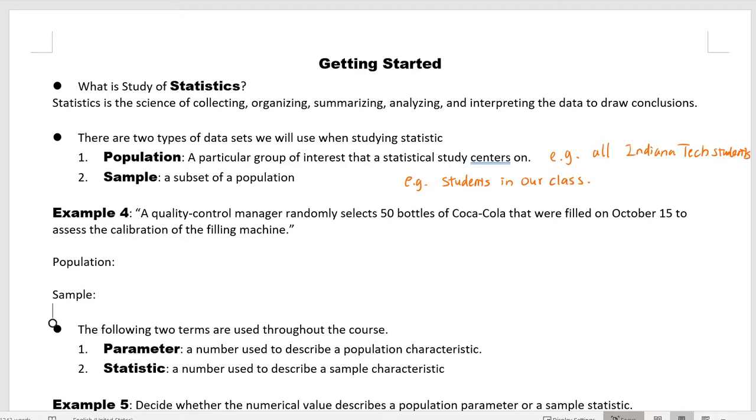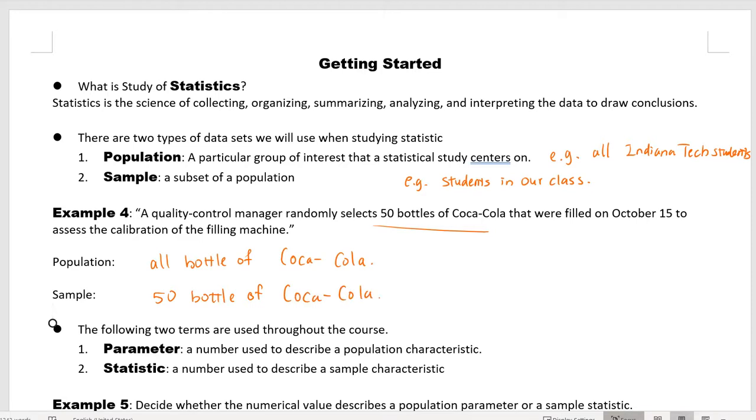Alright, let's look at example 4. A quality control manager randomly selects 50 bottles of Coca-Cola that were filled on October 15 to assess the calibrations of the filling machine. So what's the population? Population is like all bottles of Coca-Cola. And the sample is the 50 bottles of Coca-Cola. It is a subset of the population.